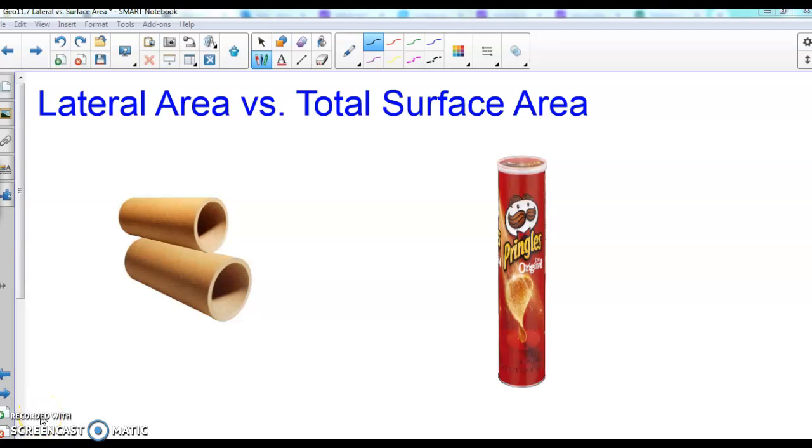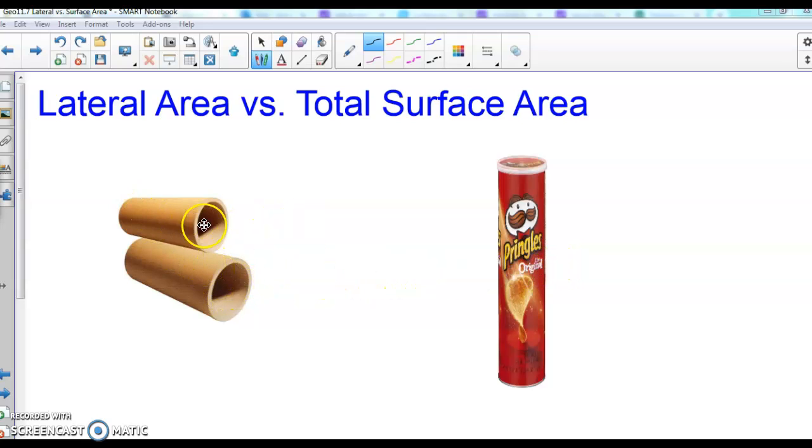Here is another slide, comparing and contrasting lateral from total surface area. By the way, sometimes instead of saying total surface area, the book just mentions surface area, so it means the same thing. So the two images here are that of the core of a toilet paper and a Pringles can.